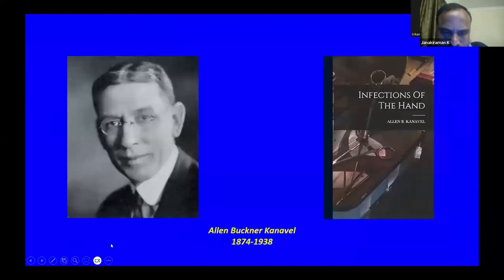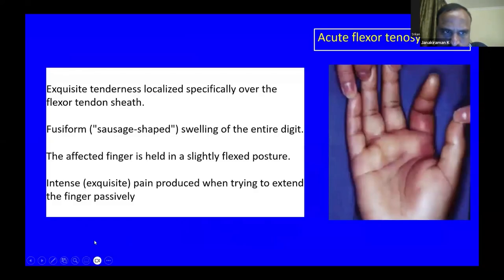Now, this name is something one needs to know because he was probably the first person who described what is called suppurative tenosynovitis. And the clinical symptomatology goes by the cardinal signs of Kanavel. There will be an exquisite tenderness over the proximal portion of the flexor sheath. There will be a sausage-shaped or fusiform swelling of the entire digit.